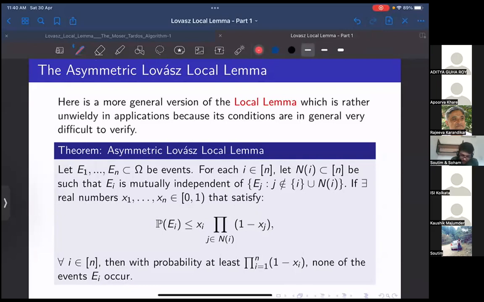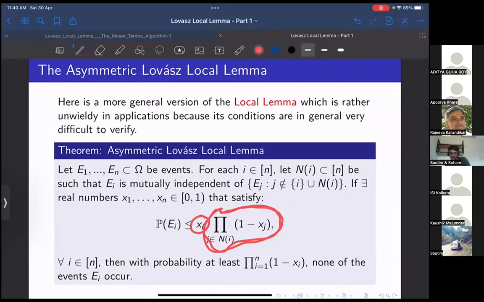So let me state the asymmetric Lovász local lemma. Essentially, due to dependence, what happens is that suppose we had no dependent structure, then this term would not appear. So this is due to the event Ei, and this part is a sort of penalty that we are paying for the introduced dependent structure. Okay, I'll make this clear once I state the theorem.